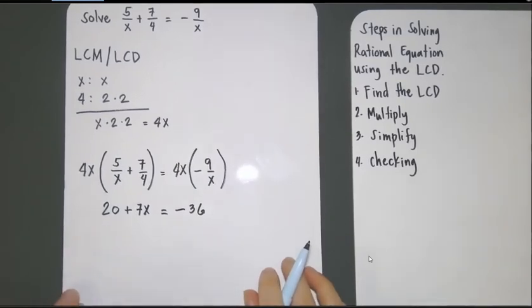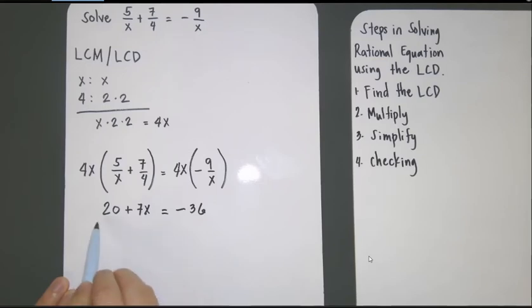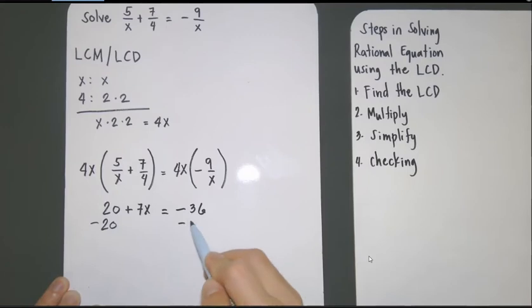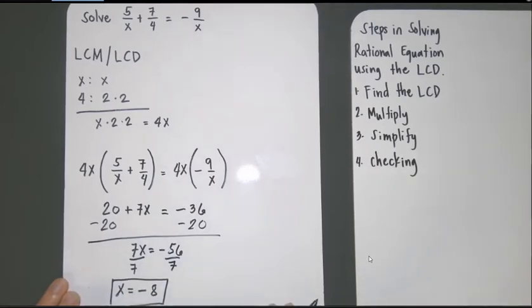From there, we can do our simple math to leave our variable alone. We need to subtract 20 on both sides. So that cancels out, and we're left with 7x, which is equal to negative 36 minus 20. That will give us negative 56. Divide 7 on both sides. So x now is equal to -8. So that's our answer. x is equal to -8.